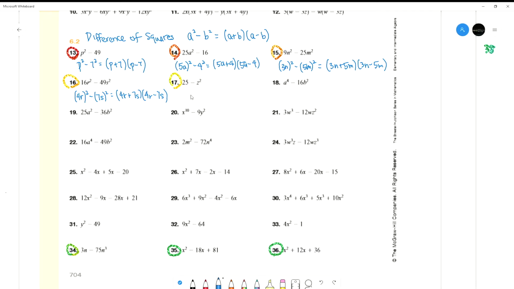Number 17, we have 25 minus z squared. So 25 is just 5 squared minus z squared. So that simply comes out to 5 plus z times 5 minus z. Alright? Any problems with that? Nope. Okay.